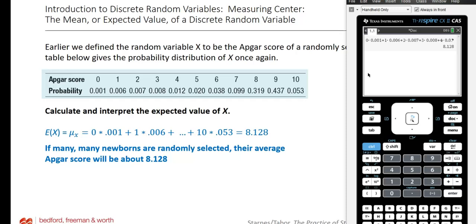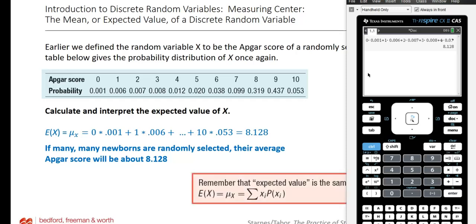And it's okay to write the little dot, dot, dot there. You don't have to show every single calculation there. It is hard to type that in your calculator. You do have to do that in your calculator, and the result is if many, many newborns are randomly selected, their average APGAR score will be about 8.128. So again, the expected value is the average. It's really what we're asking when we say that. It's kind of code for that.